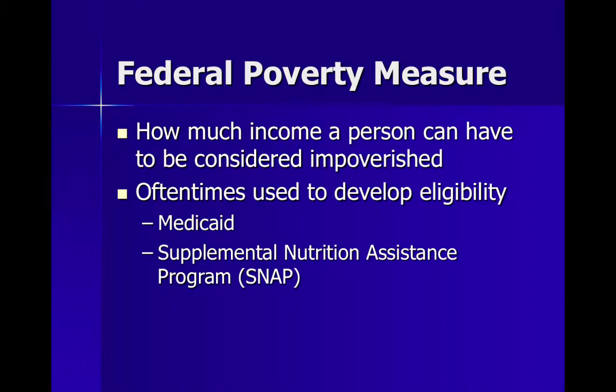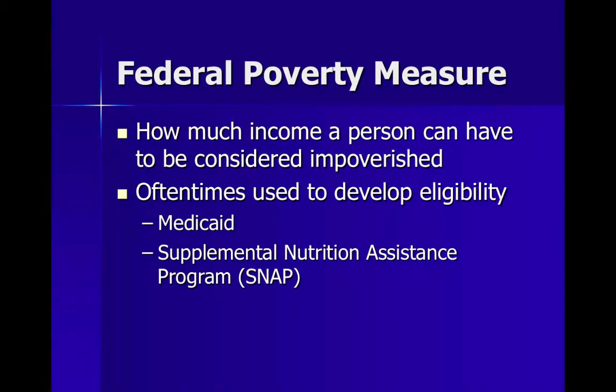For example, who is eligible for Medicaid as a health insurance program for low-income people is based in part on people's income relative to the federal poverty measure. As another example, eligibility for Supplemental Nutrition Assistance Program, SNAP, formerly called food stamps, is also based on the federal poverty measure.